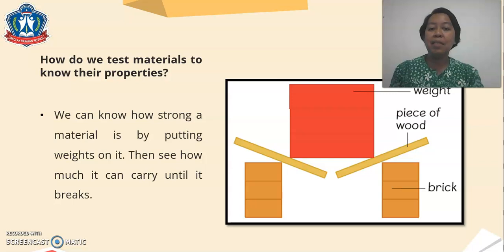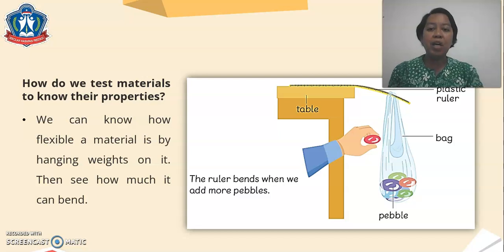How do we test materials to know their properties? We can know how strong a material is by putting weights on it, then see how much it can carry until it breaks. We will do this activity, children, later on. We can know how flexible a material is by hanging weights on it, then see how much it can bend. We will do this experiment as well, children.